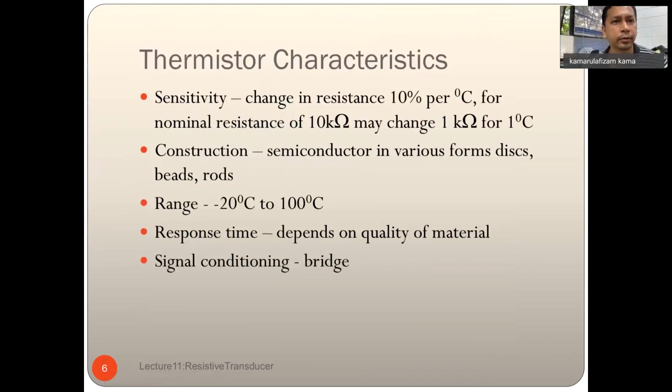Okay. These are the characteristics, the range, response time, and of course for this kind of sensor that changes resistance, you need to use the bridge as a signal conditioner. Okay. That means as a sensor, you need to have a signal conditioner within the bridge.